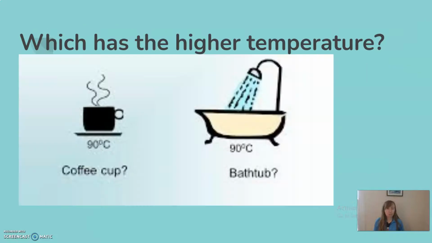So let's go back to this bathtub example. The question now is, what's the higher temperature? Not what's the greater thermal energy, but what's the higher temperature? And hopefully you figured out that this is a trick question. Temperature is marked here on both of them, and it's the same. It's 90 degrees Celsius for each of them, because the average kinetic energy of the molecules in this coffee cup and of the molecules in this bathtub is the same.